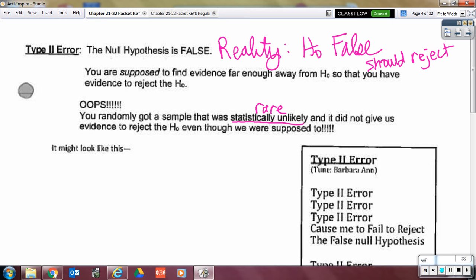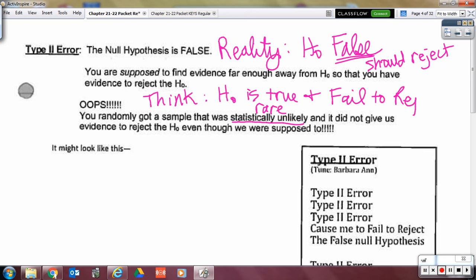Okay? Think about it this way. O.J. Simpson. The null hypothesis is he's innocent. Okay? And I think that that's false. So I'm supposed to reject him, but I got a rare sample that I didn't have enough evidence to reject. So I think H0 is true, and I fail to reject. I think the null hypothesis is true because of my rare sample, and I failed to reject it.